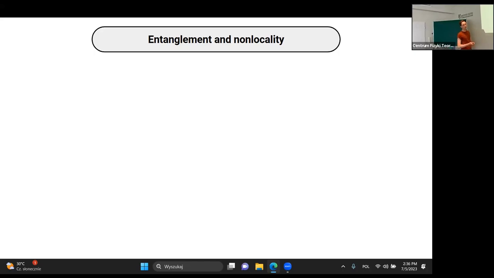And also, there is a new definition of genuine multipartite entanglement, which is very analogous. So it all fits together. But just keep in mind that my results are about genuine multipartite non-locality.